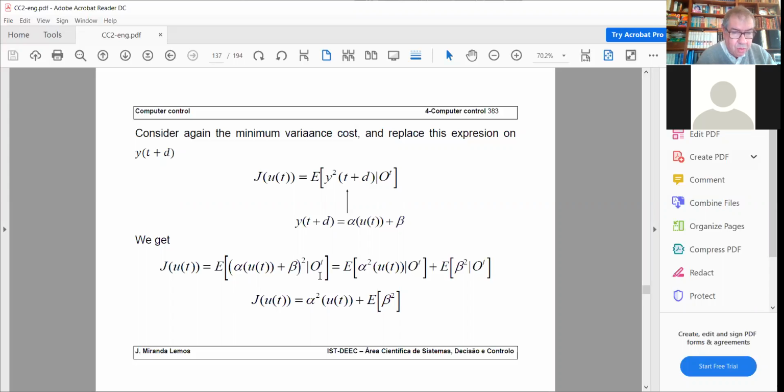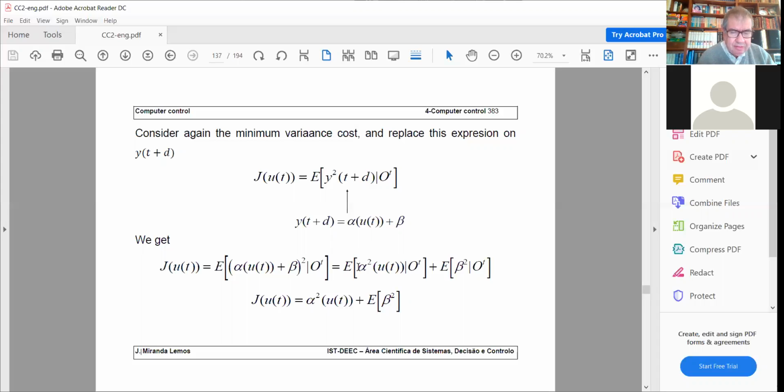Now look at this first expected value. It's the expected value of terms that depend on variables up to t, given all the information on y and u up to t. Okay?